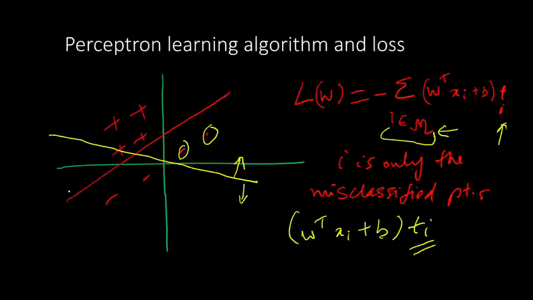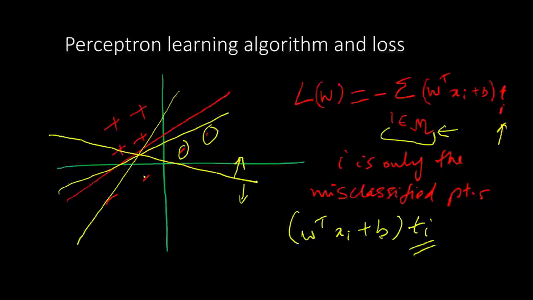However, it will stop doing any adjustments to the hyperplane the moment we are able to classify all the points correctly. Okay. And if the points are not linearly separable, we will never be able to have zero loss. Okay. So let's look at it a little more carefully now.